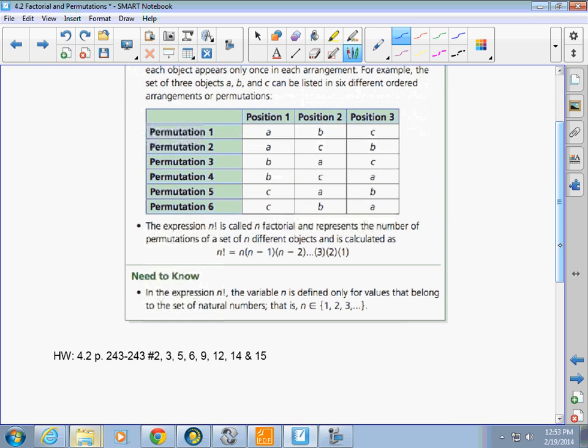The last part I need to know: in the expression n factorial, the variable n is defined only for values that belong to the set of natural numbers. So they have to start at 1, they can't be less than 1, and they are never negative. So that's it for this section. There are your questions to work on. Good luck.